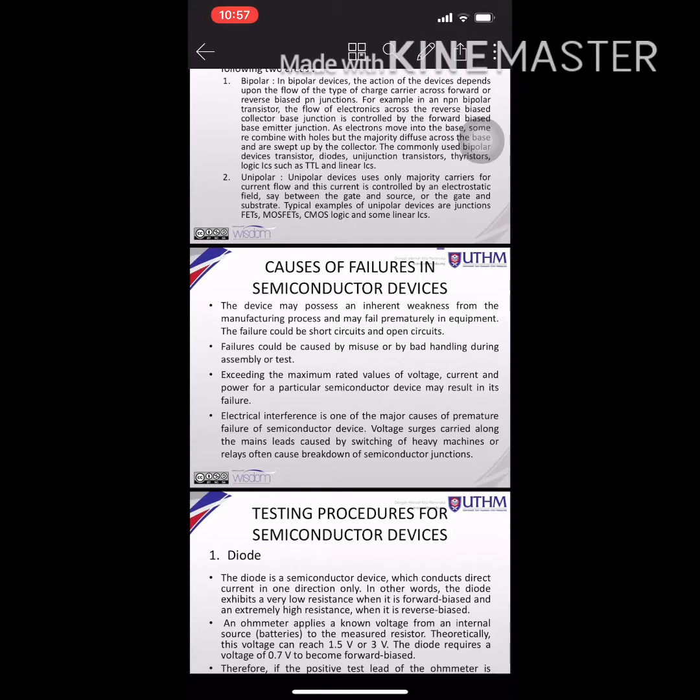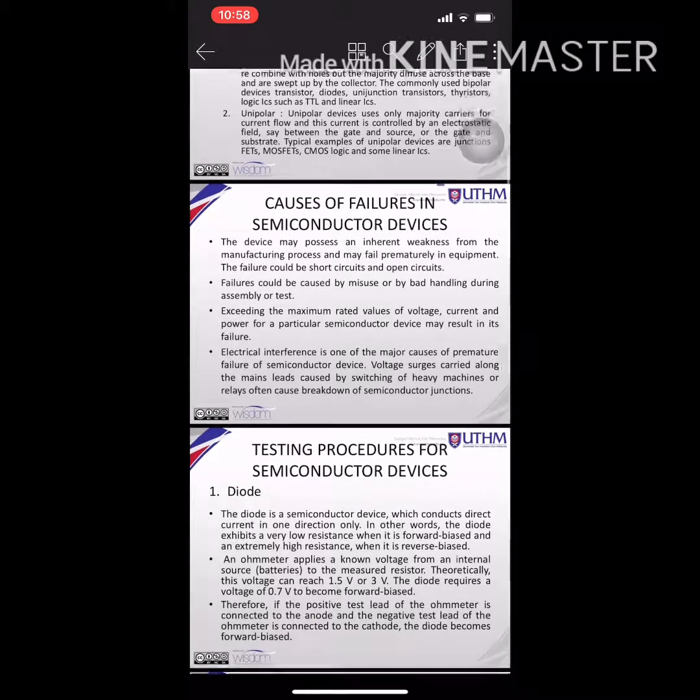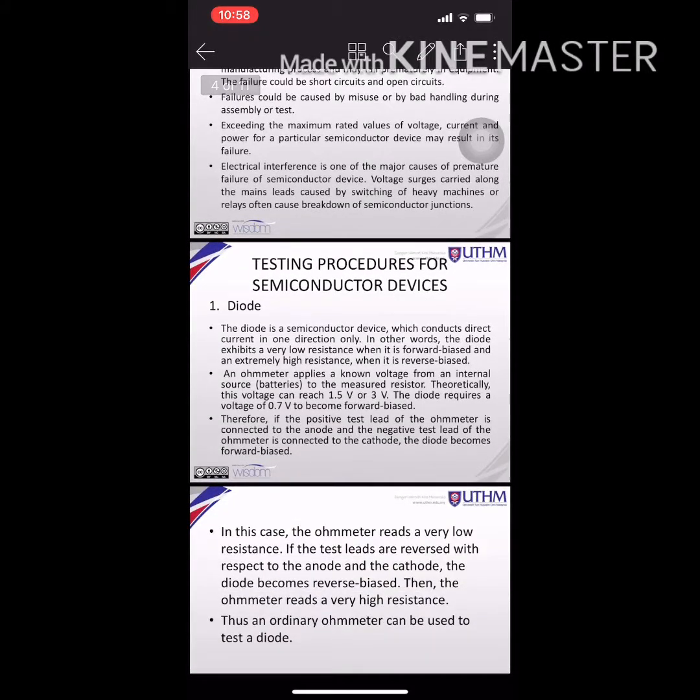Alright. Another one is about the electrical interface. Electrical interface juga merupakan salah satu punca mengapa berlakunya failure di dalam semiconductor device. Okay, contohnya voltage surge carried along the mains lead caused by switching of heavy machine or relay often cause breakdown of semiconductor junction.